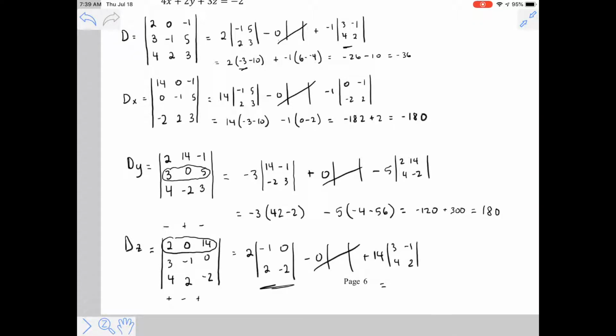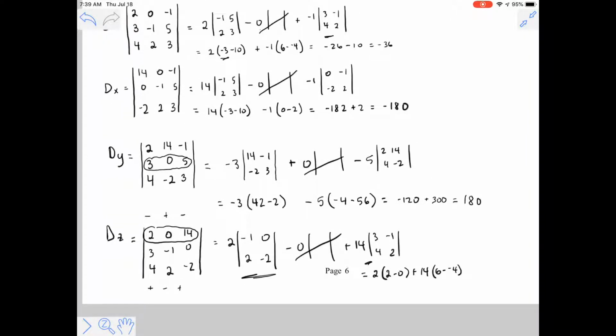So then here we're going to have 2 times 2 minus 0. And here we're going to have 14 times 6 minus negative 4. So this is 4 plus 14 times 10 is 140. Is 144.